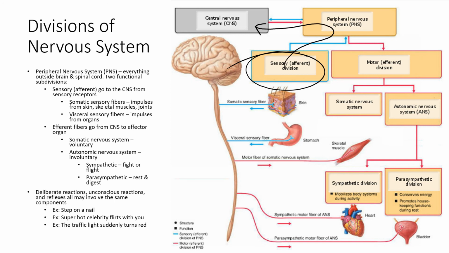You're picking up input, shooting it up to the brain by way of peripheral nerves. This is always going to be the same. The output's the part that sometimes changes. The central nervous system will send that information: oh crap, it's a red light, you better hit the brakes, through the peripheral nervous system by way of motor fibers. You'll involve your somatic nervous system to hit the brakes.